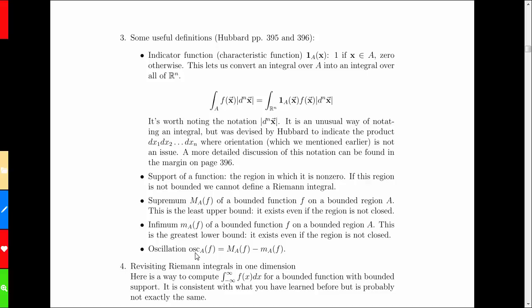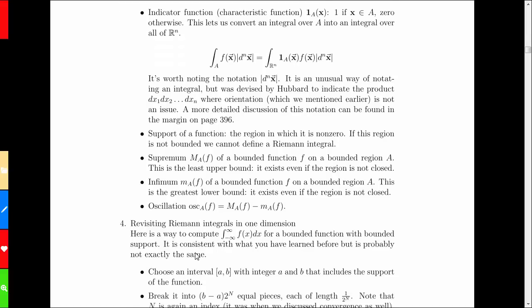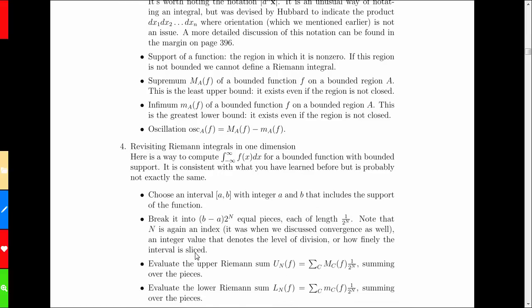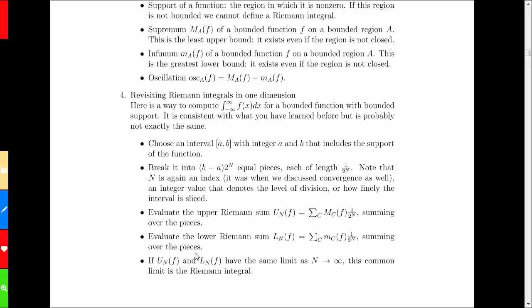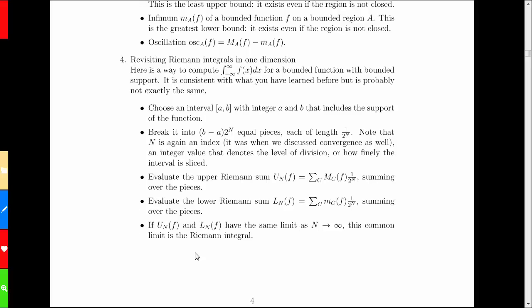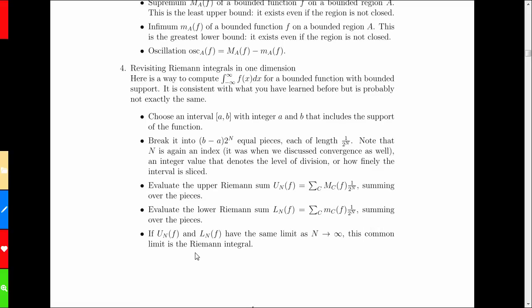Now with those definitions, I can present you with a definition of the Riemann integral in one dimension, which is very similar to what you saw in a previous course, but not exactly the same. So watch carefully. It's the first step that will fool you.